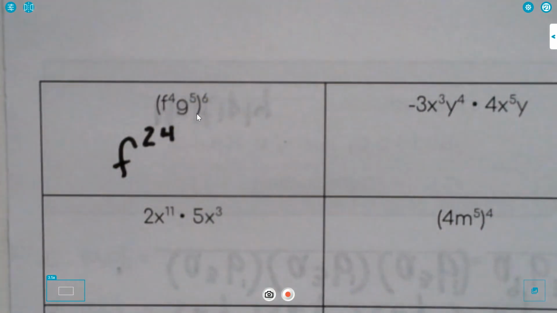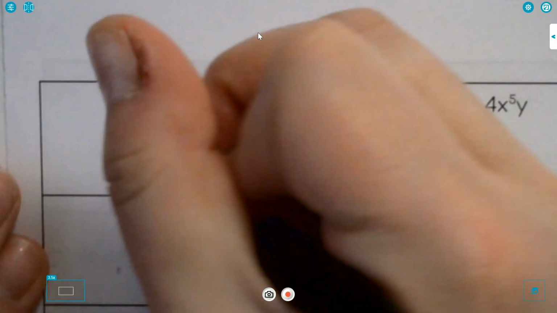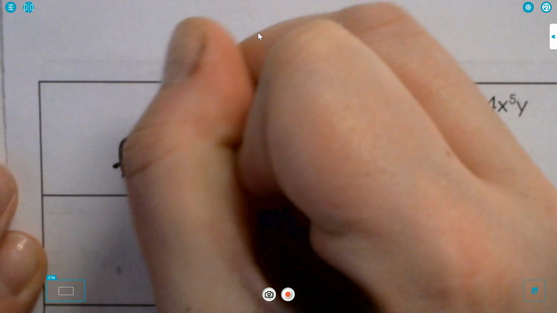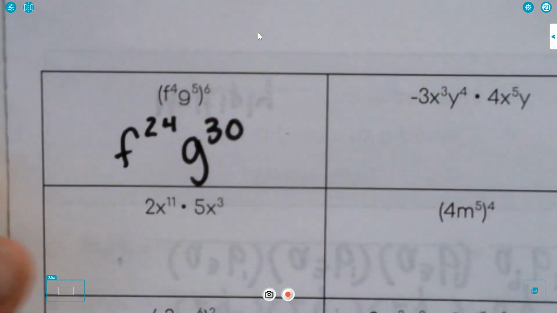And then this g to the 5th to the 6th power. I'm going to multiply 5 times 6 together. I'm going to have g to the 30th power. And that example right there is why we have these rules, because it would never be practical to write out 24 f's and 30 g's.